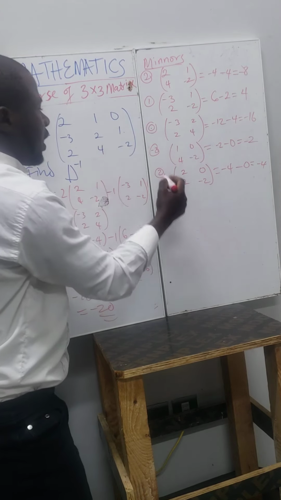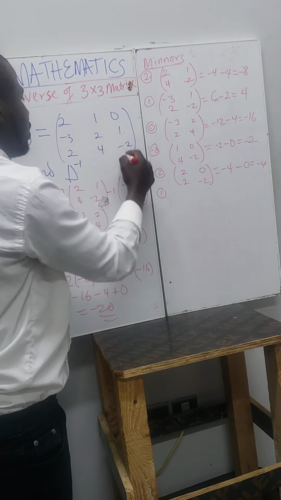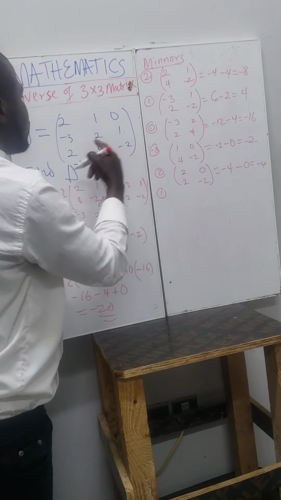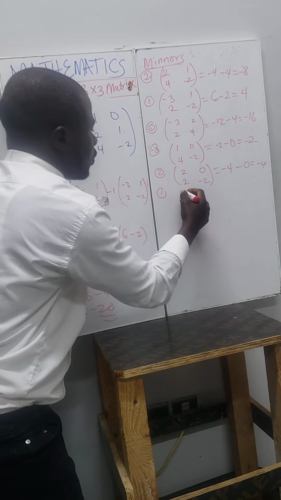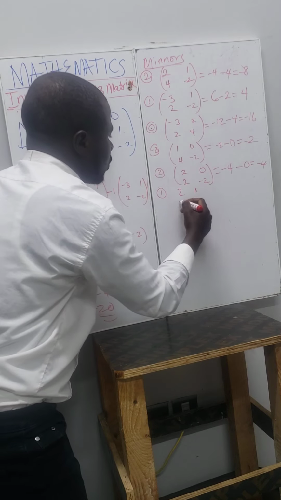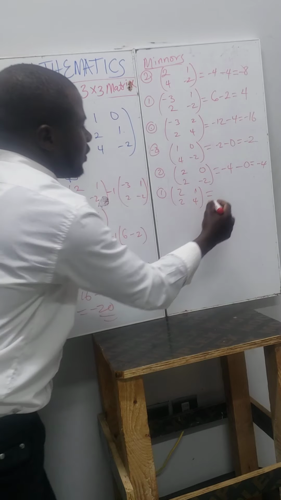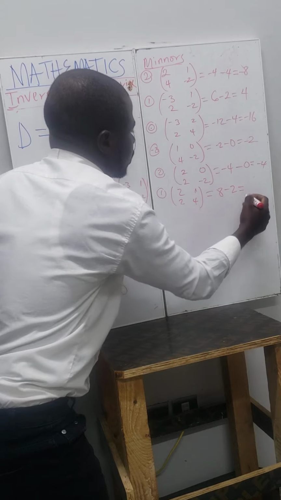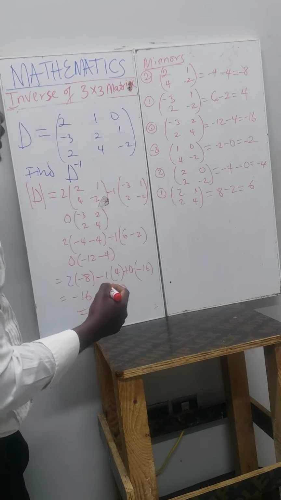The minor on 1 now. Go to 1. Element on the same row, element on the same column. Block each of them. You block these ones, you block these ones. What we have left is 2, 1, 2, 4. 2 times 4 is 8, minus 2 times 1 is 2. 8 minus 2 is 6. Are we following? That is for 1.